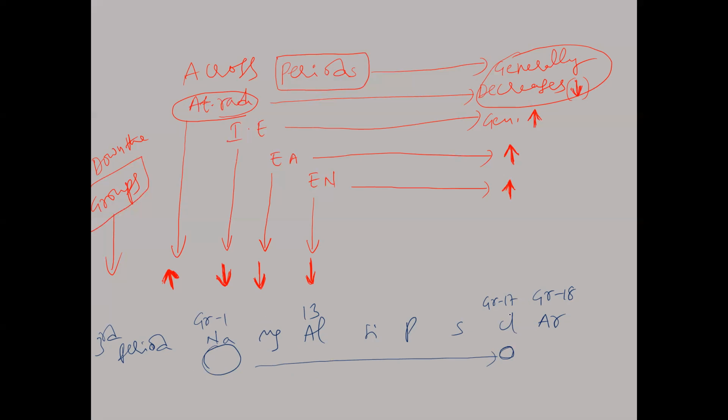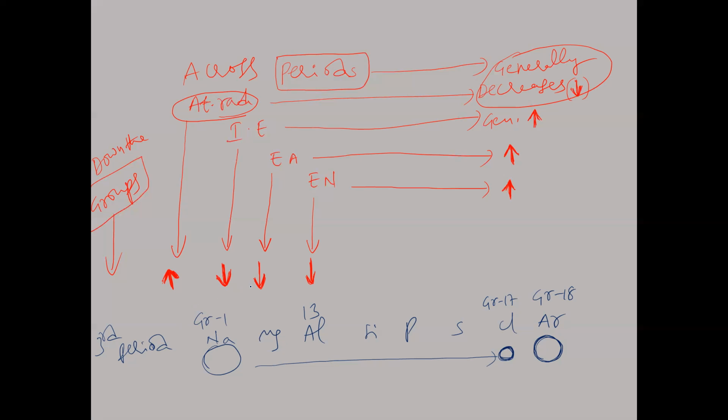Then from the 17th group to the 18th group, the size will increase. Remember, the size will increase at the 18th group. That means between chlorine and argon, the size will be increasing. From a 17th group element to an 18th group element, the size will increase slightly.